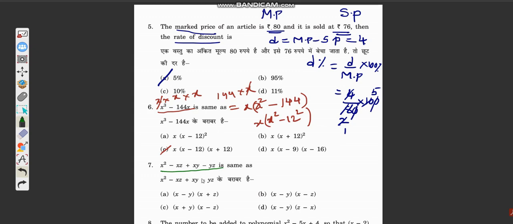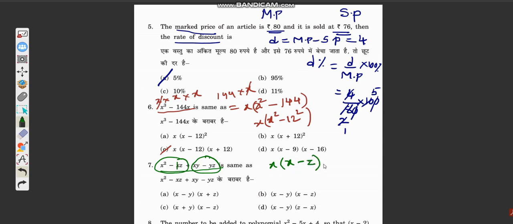xy minus yz is the same as? Here also we should think that we take two terms as one set and the other two terms as another set. In these two terms we can take out x. Then what is left over? X minus z. See, first in the first set I am taking out x in common. X square, if we take out 1x, what is left over? 1x will be there. Minus, in this term if we take out x, what is left over?